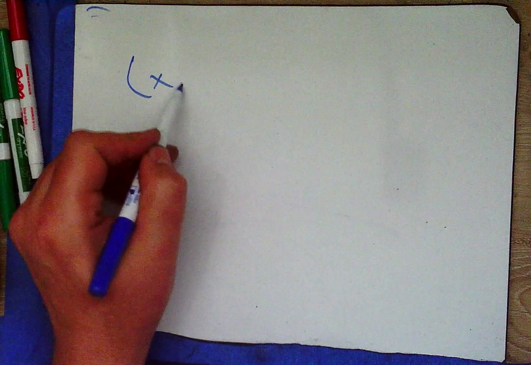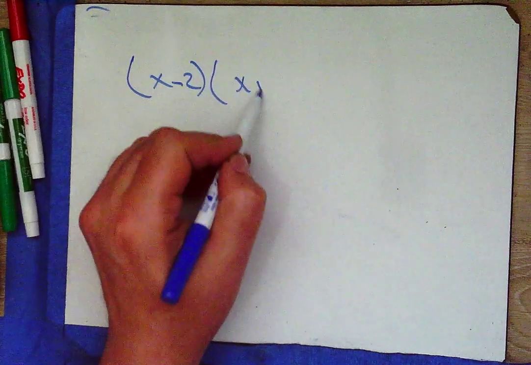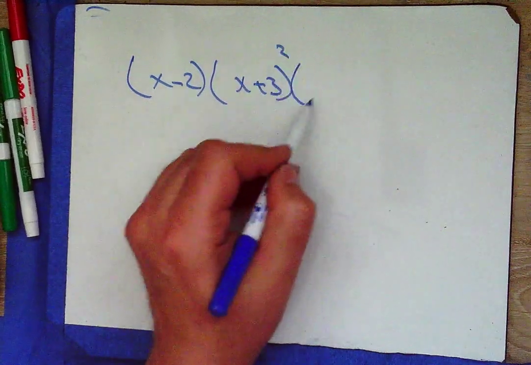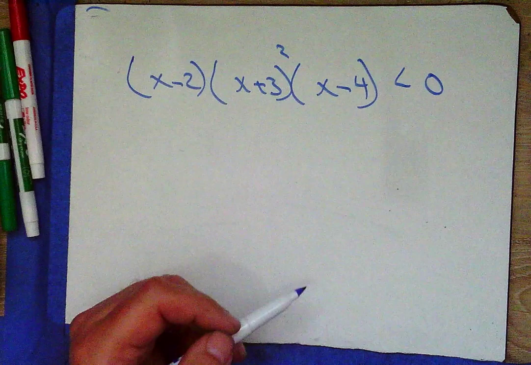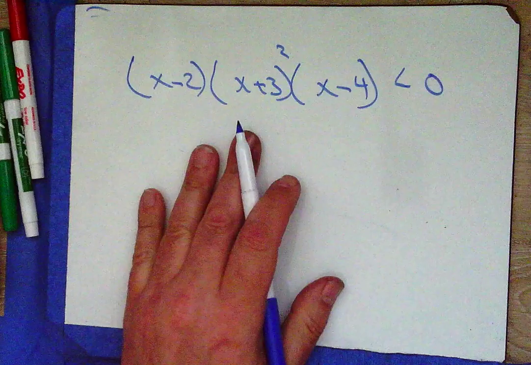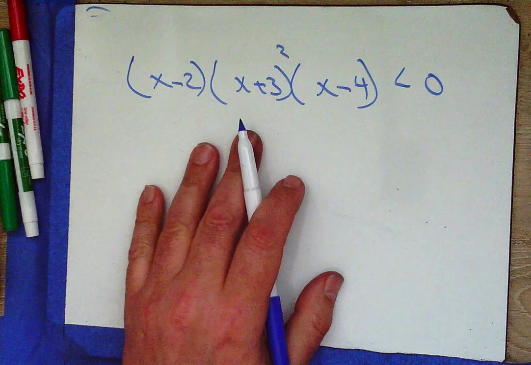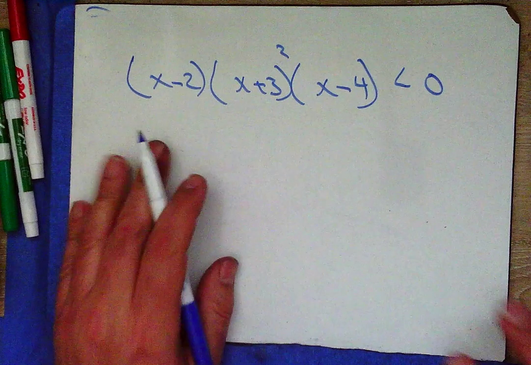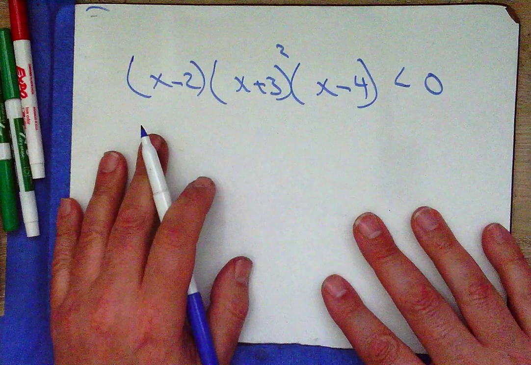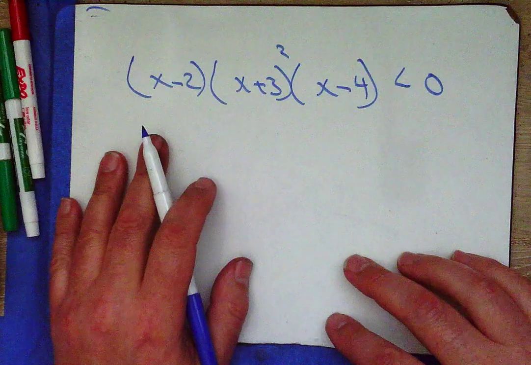Just to be sure, I want to do one more of these. How about x minus 2, times x plus 3 squared, times x minus 4 is less than 0? Okay? Give this one a try. We'll call this a closure problem. It's certainly an inequality, so please solve this inequality. Come back when you're done.